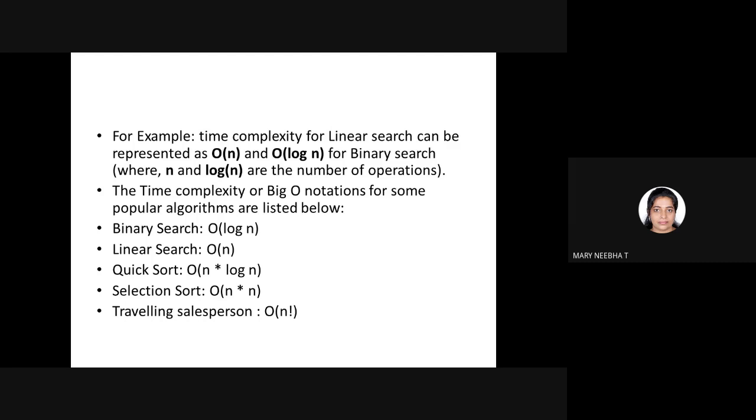If you know the worst case, you can modify the algorithm and make it far better, and you can predict the optimum algorithm, right? So we'll give more importance to this big O notation, because it is used to find the worst case of the algorithm. So linear search takes n number of operations in its worst case.